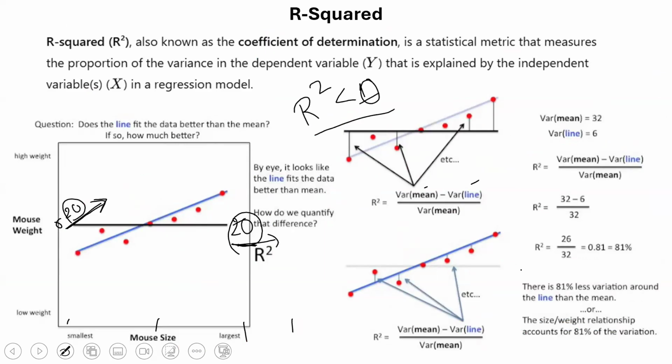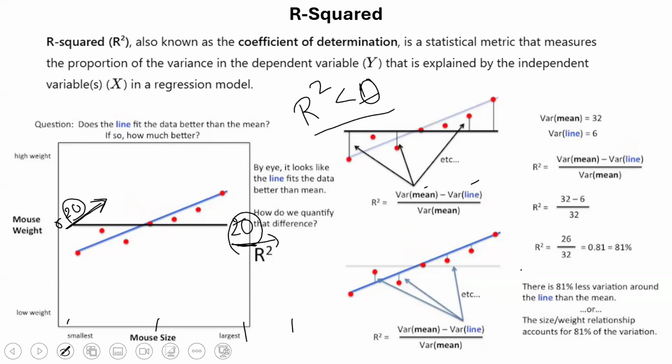R squared is nothing but how much variance in the dependent variable is explained by the independent variable. When R square is equal to 1, there is a strong relationship: 100% of the variance in the dependent variable is explained by the independent variable. That means there is a strong relationship between those two dimensions, like size having a strong relationship with the weight of the mice, something like that.